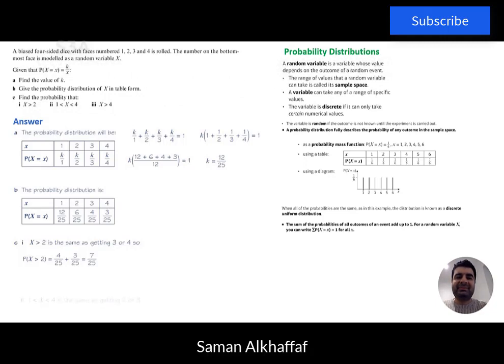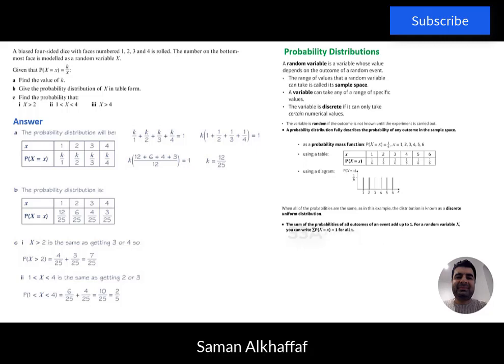Now, if we are looking at the probability when X is bigger than 1 and smaller than 4, that will be looking at the 2 and the third random variables. So the probability will be 6 over 25 plus 4 over 25, which gives us 10 over 25, which can be simplified to 2 over 5. And this will be our answer for part II.